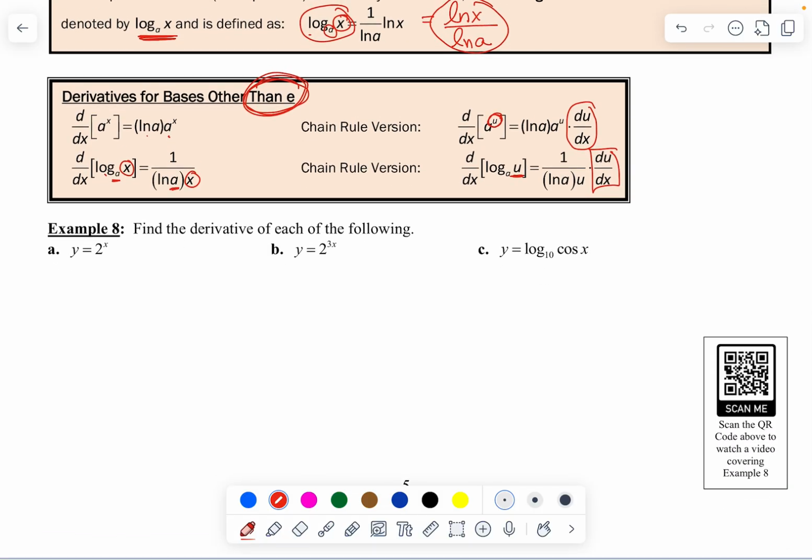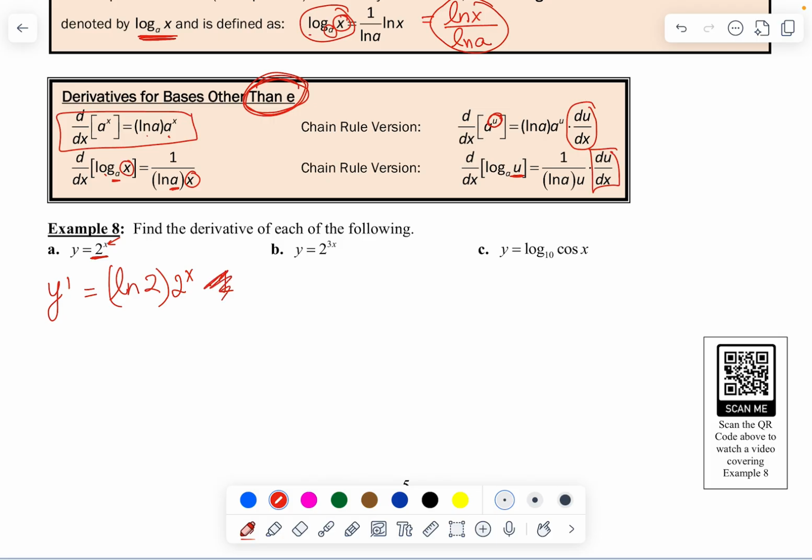So here's an example. This is the base a. So this is similar to a to the x. And its derivative is just going to be ln of that a, in this case a is 2, times 2 to the x. And that's it. Okay? Because this x is just x, its derivative is 1, so we don't have to write that down.